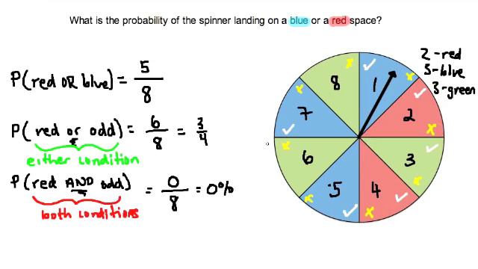So the key thing to remember for this point here is you're going to see some situations with the word or in them, and that basically is implying that either of those 2 conditions has to be met in order for the space to be favorable. And sometimes you will encounter the word and, which is telling us that both of those conditions need to be met in order for it to be a favorable outcome.